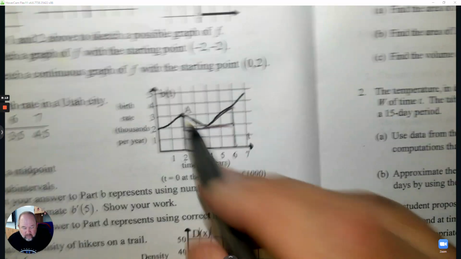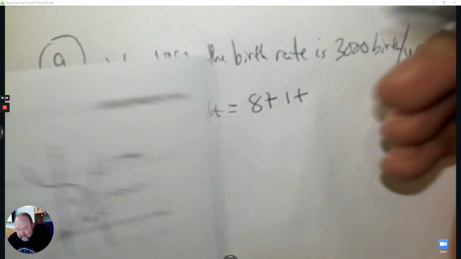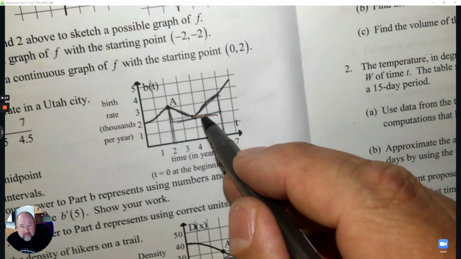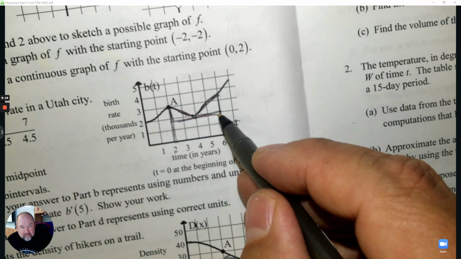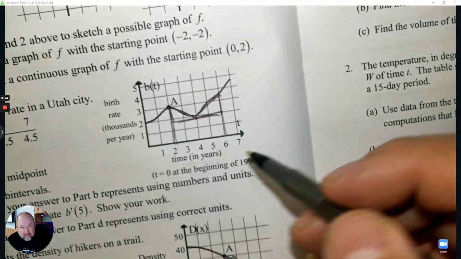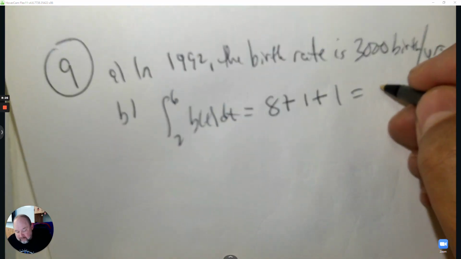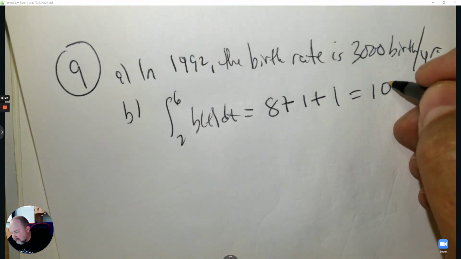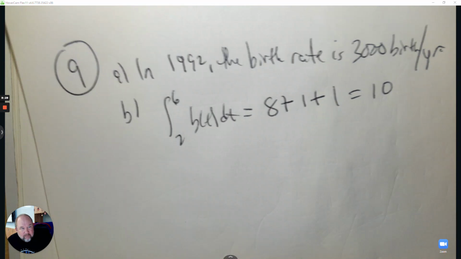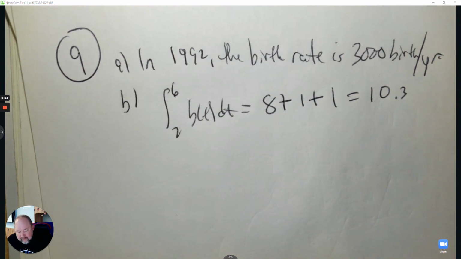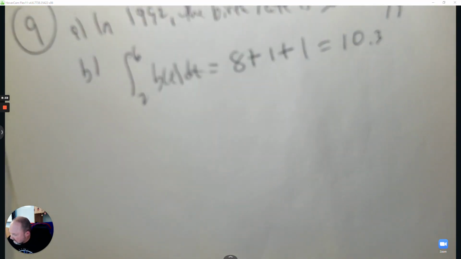Half the base times the height. So that's 1 times 1. And then the other one is the same size, right? Its height's a little bigger, but we're just going to estimate it to be the same. So approximately it's 10, a little bit more than 10, maybe 10.4 or 10.3, just a little more. And then what does that mean?